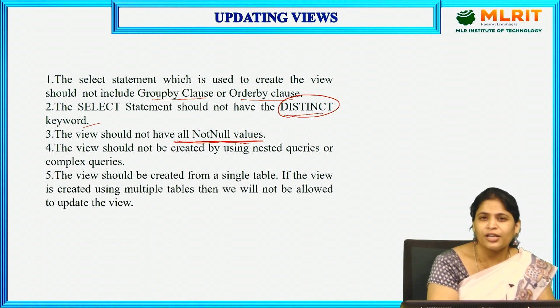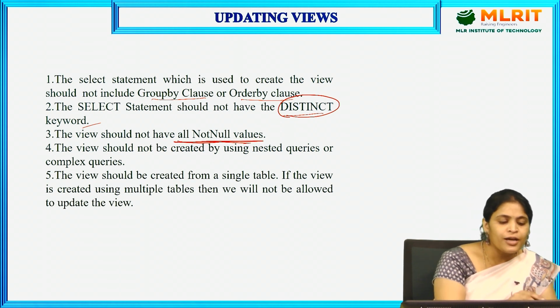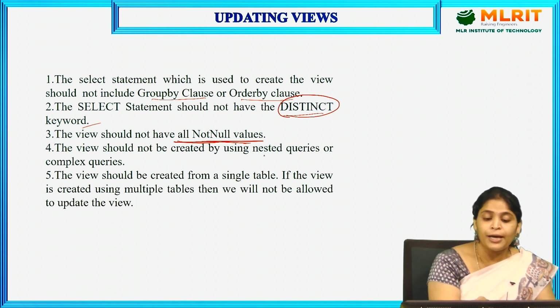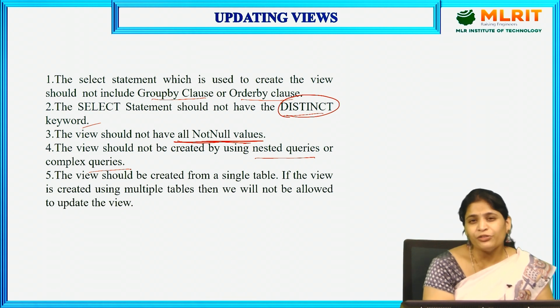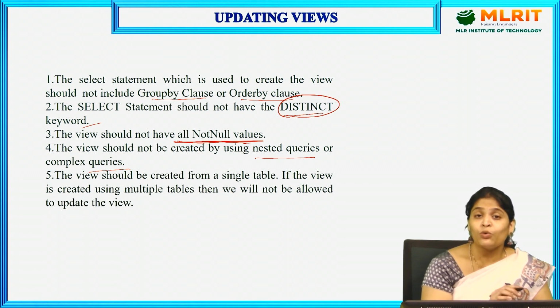The view must not contain all not null values. Next, the view should not be created by using nested queries or complex queries. So to update a view, the view must not be created by using complex queries. That means the view must be created by using only a single table. Then only we can update that view. Otherwise, we can't update that view.